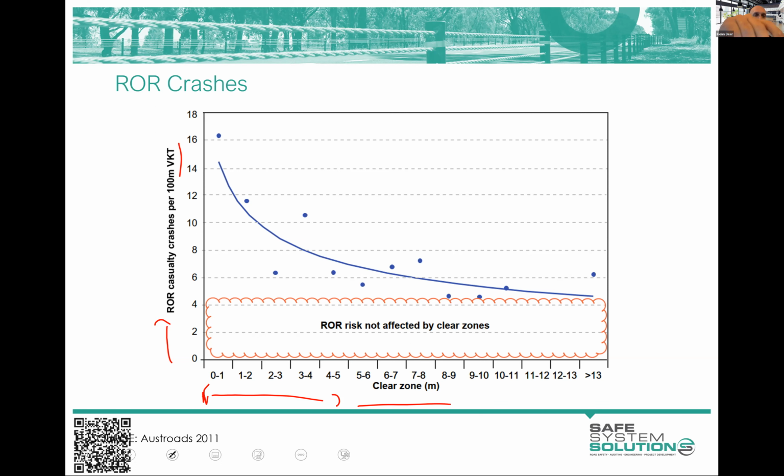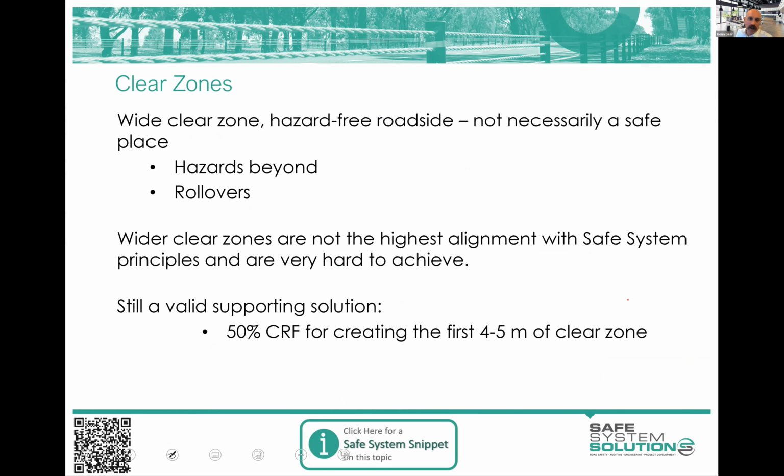So anyway, what you see there is the first 4-5 meters basically is where you get your big gain from clearing out all the hazards. And then it just starts to asymptote out after that. And you never get to that elimination of casualty crash risk by creating clear zone. So we know that a wide clear zone is not necessarily a safe place to be.